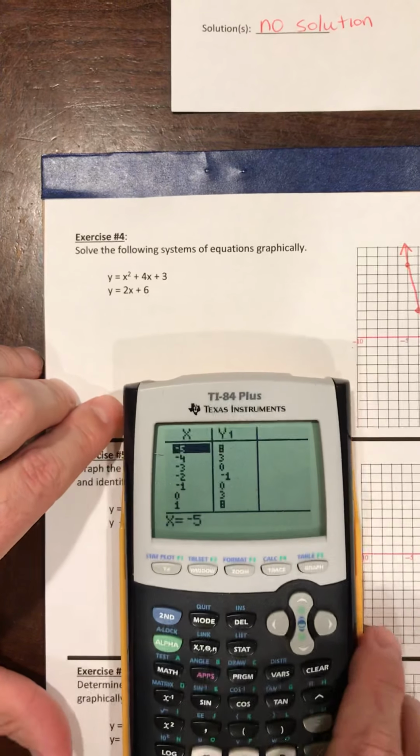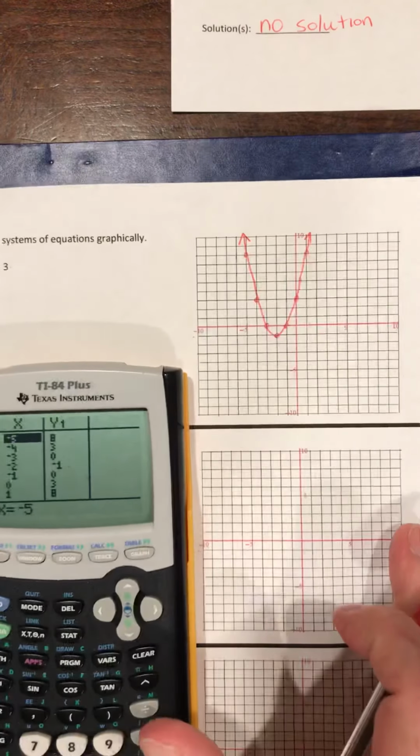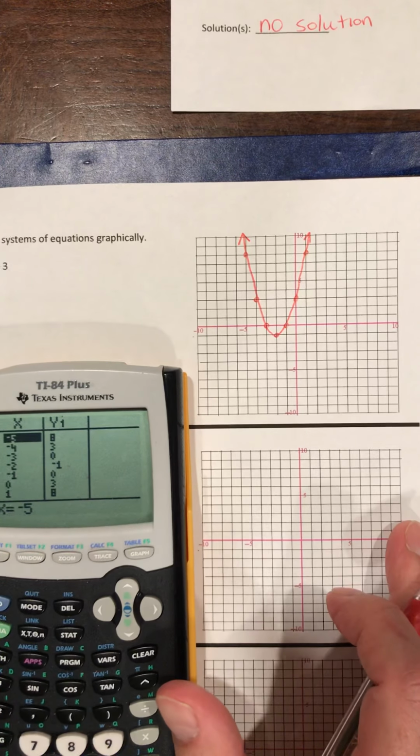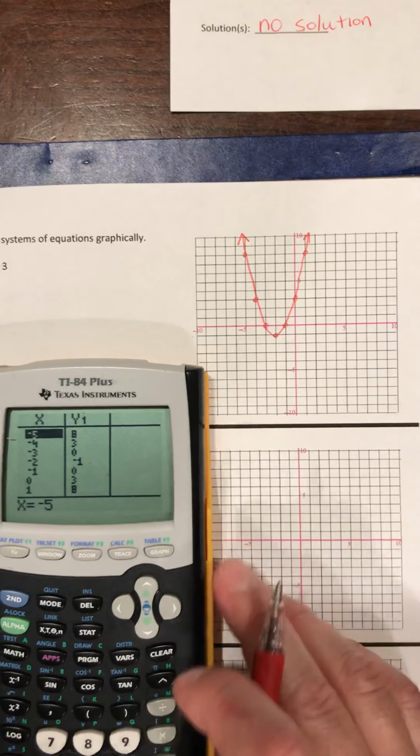All right, so this is what the quadratic looks like. Hopefully you took the time while I paused it, you plotted those points. Now I'm going to graph the linear equation.